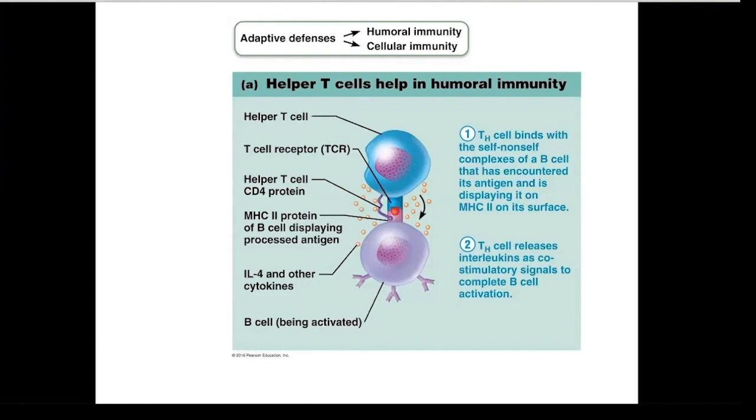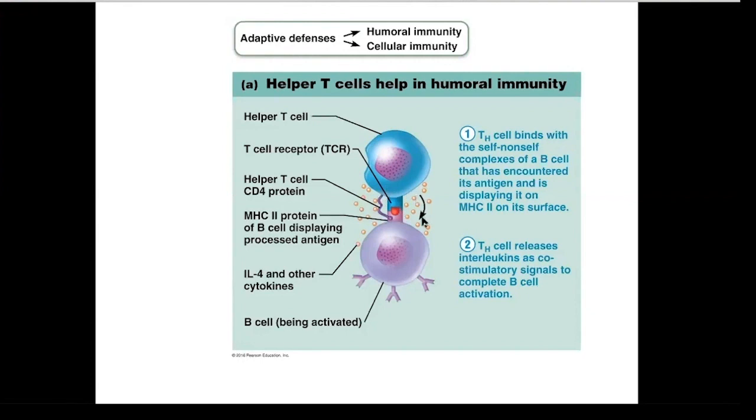The MHC in this case is going to be an MHC class 2. MHC class 2s are recognized by CD4 T cells, and CD4 T cells, when they are activated, become helper T cells. Also recall that the CD4 is a protein that is bound to the plasma membrane of the helper T cell, and that protein binds to the MHC here to complete this binding that occurs. As soon as this happens, the helper T cell will release interleukins.